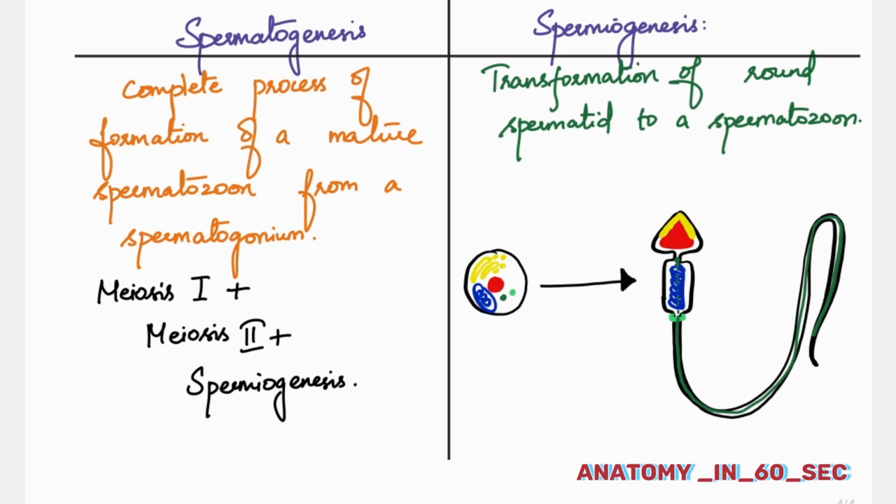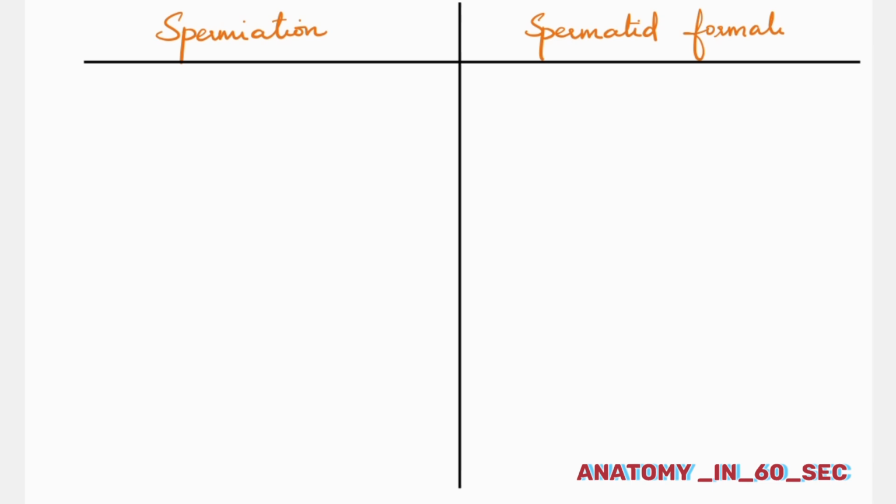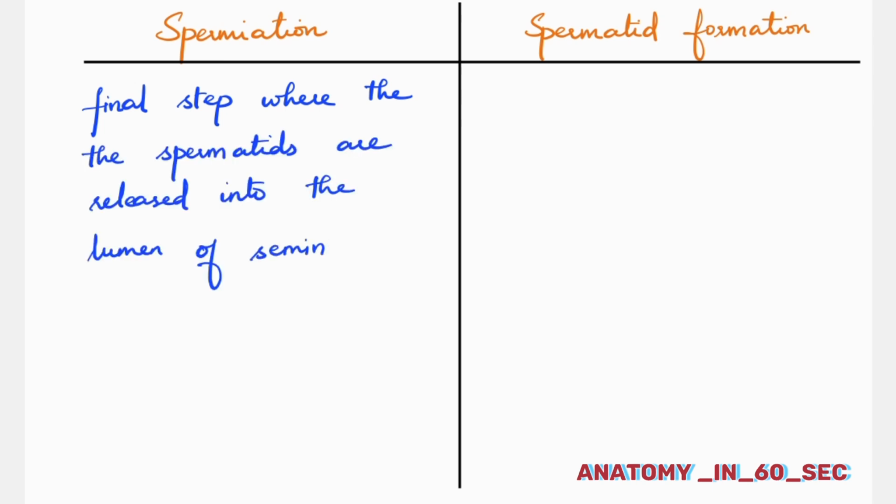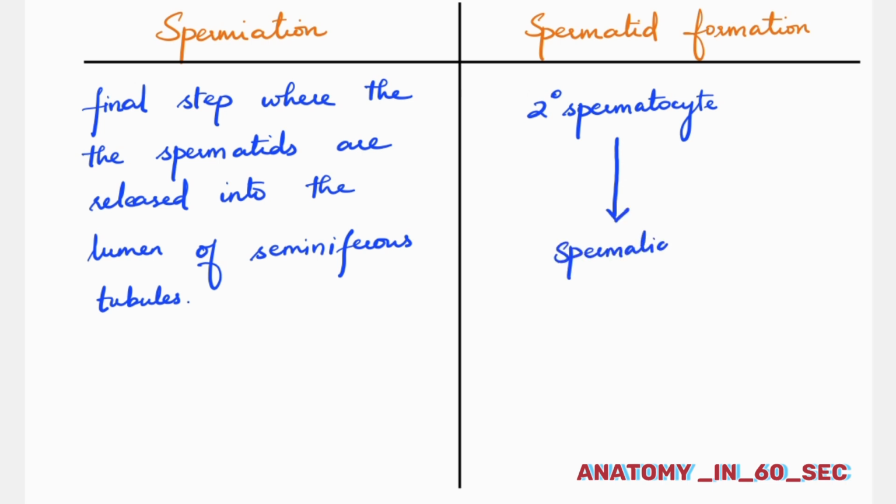Now let's see the difference between spermiation and spermatid formation. Spermiation is the final step where the spermatozoa are released into the lumen of seminiferous tubules. Spermatid formation is the step where the secondary spermatocyte undergoes meiosis 2 to form spermatids.